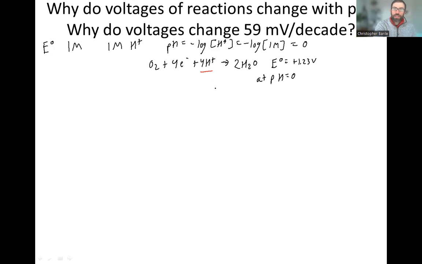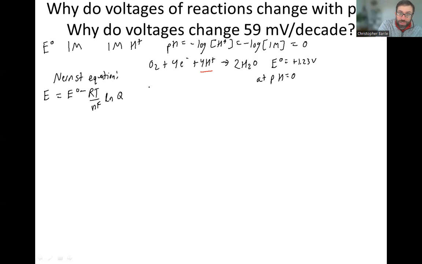So how do you do this at other pHs? How do you calculate this? Well, you have to use the Nernst equation. Remember, the Nernst equation is what tells you what the voltage is under non-standard conditions. So you have E equals E naught minus RT over NF ln Q. Q is the equilibrium expression.